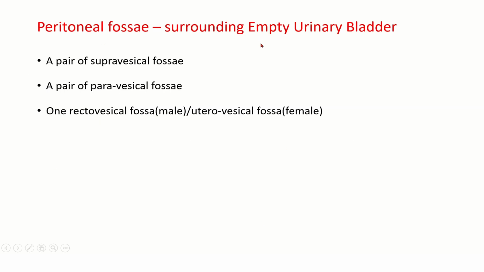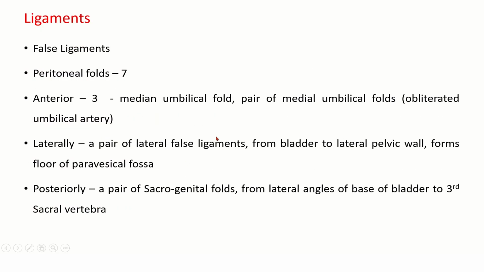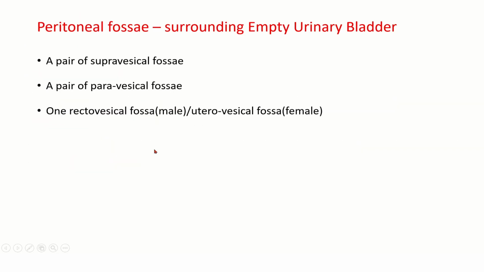If you see the peritoneal fossae surrounding the empty urinary bladder, there will be a pair of supravesical fossae anteriorly, a pair of paravesical fossae laterally, and one rectovesical fossa posteriorly in case of male or uterovesical fossa in case of female. Total 5. So in total there are 9 true ligaments, 7 false ligaments which are peritoneal folds, and 5 fossae surrounding the urinary bladder.